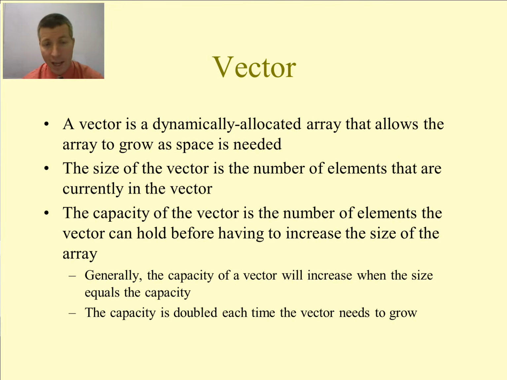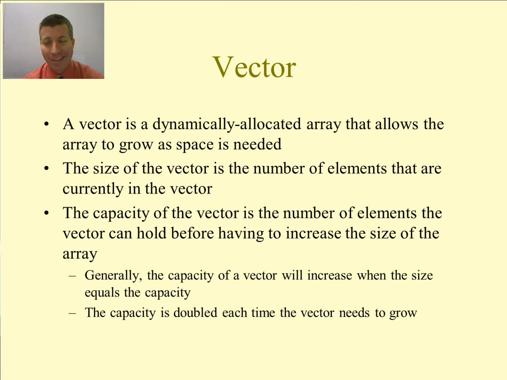Okay, so an array is one data structure that we've already learned and you've been using throughout however many programs we've written so far. A vector is another data structure. It's very related to an array, which is why I am covering it next. A vector is a dynamically allocated array that allows the array to grow as space is needed. So we don't need to limit ourselves and say we can only have 10 elements in this array, but instead, once we reach 10 elements, the vector is automatically going to grow the array and make it bigger so that we can continue adding elements into it.